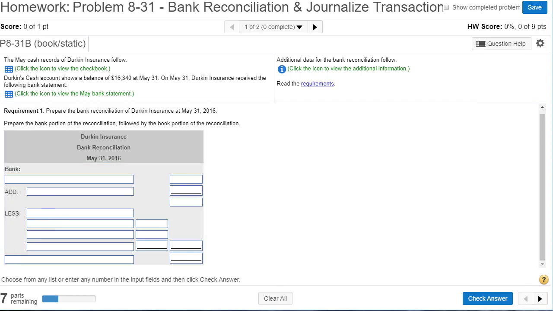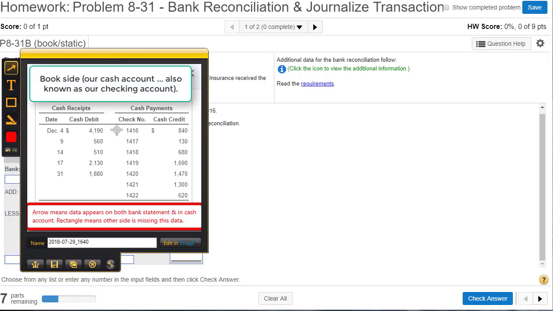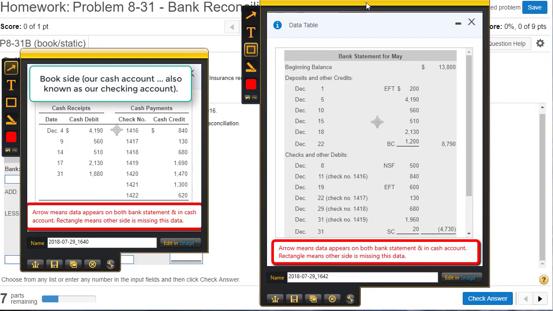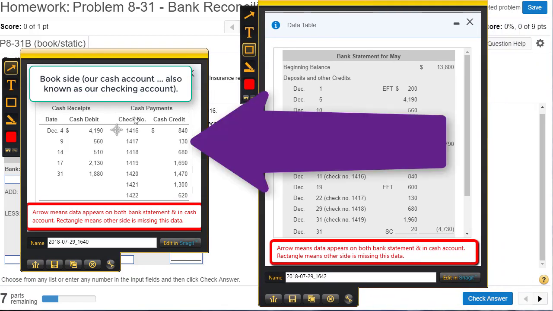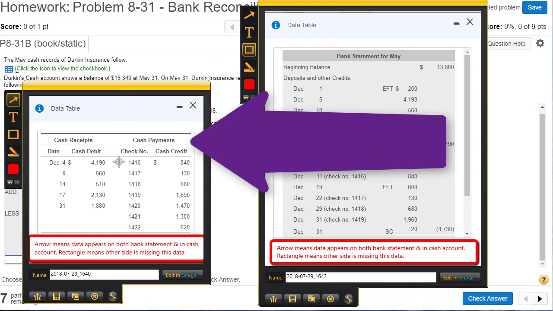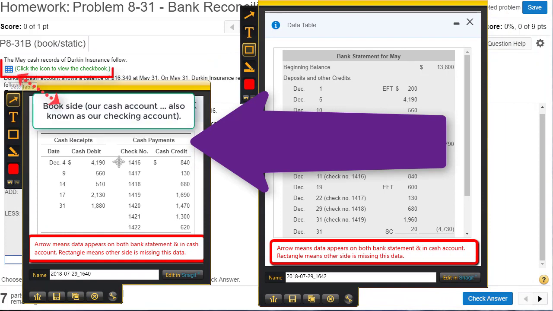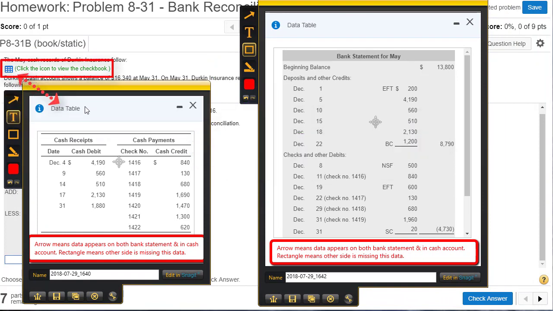But first, before we do that, the best way to do this problem is to get both of your tables side by side, and we're going to start on the book side. Remember, this side I got by clicking here. So this is the book side. So I might as well put a little reminder on here.